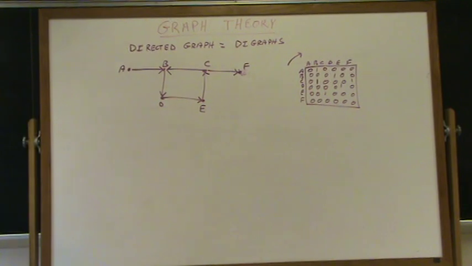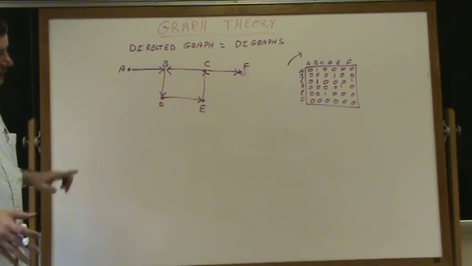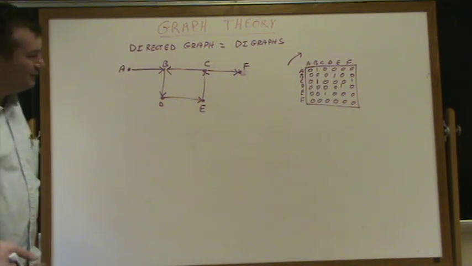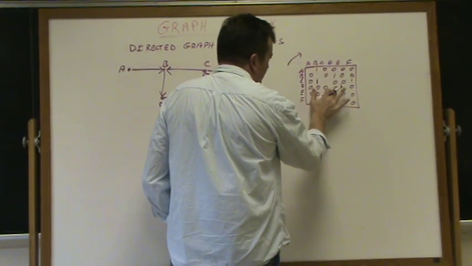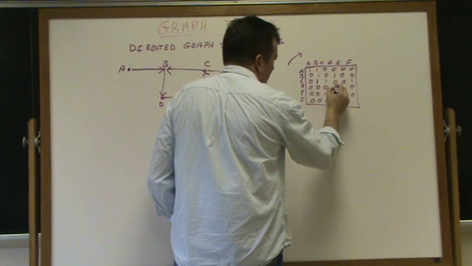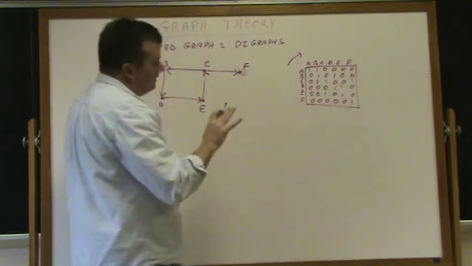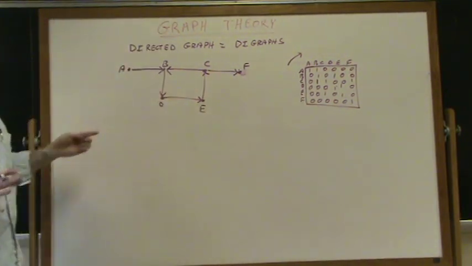And actually, we could almost argue, do nodes connect to themselves? Does B connect to B? Technically, you're there already, so the diagonal is the ones where they connect to themselves. We could go like this. Okay, so this computer memory represents this picture.